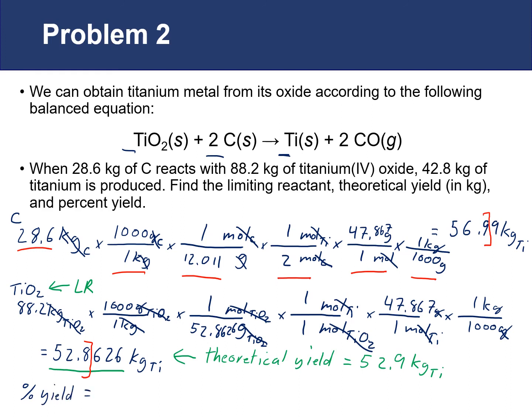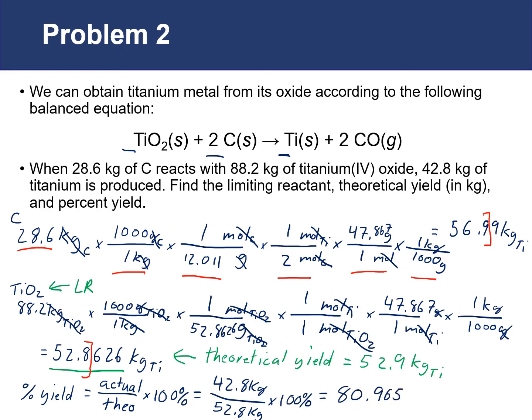Our percent yield would be equal to our actual divided by our theoretical times 100 to convert it into a percent. So this would be equal to our actual amount was 42.8 kilograms. What we could have produced, given the amount of titanium 4 oxide that we started with, was 52.8 kilograms. Multiply that ratio by 100 to convert it into percent, and we end up with 80.965. In terms of significant figures, it cuts between the 9 and the 6, and this is percent. So this would give, as an answer, 81.0%, and that would be our percent yield.